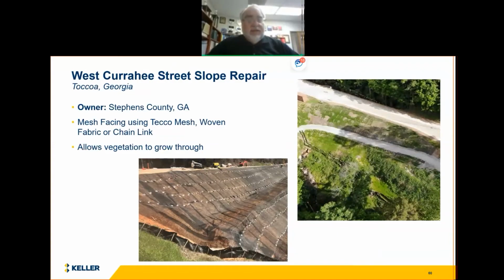Here's a project that we used a wire mesh facing, echo mesh, supported by soil nails for a landslide project in Toccoa, Georgia. It was a slope failure, and there was also an intermediate road halfway down the slope, and we were able to support that mesh with the soil nails and then plant vegetation and allow it to grow through. This is a very nice solution on many projects.